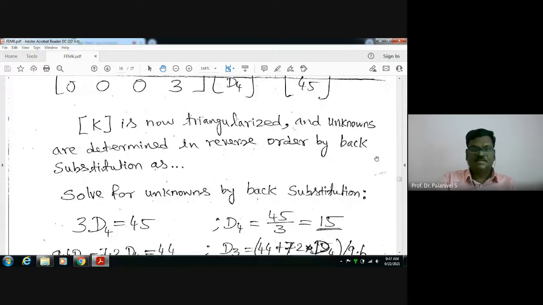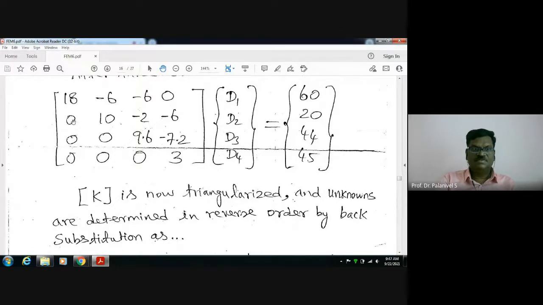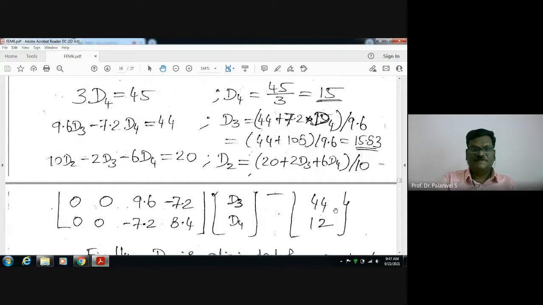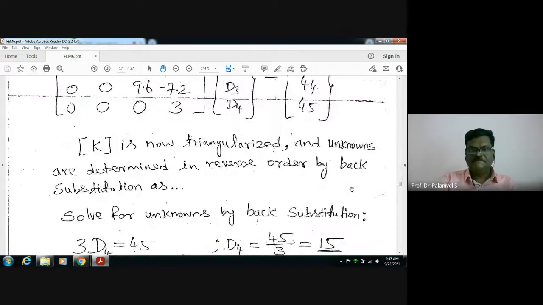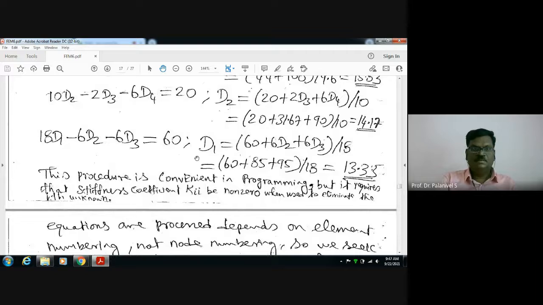Okay. Next, what is the third equation here? 10 into D2 minus 2 into D3 minus 6 into D4 is equal to 20. Therefore, D2 is equal to, already we determined D3, no, substitute the D3 value here. You substitute, you will be getting D2 is equal to 14.17. Okay, it is determined. D3 value substituted here. D4 value also, already determined, is substituted. That is the back substitution method, and we got it.